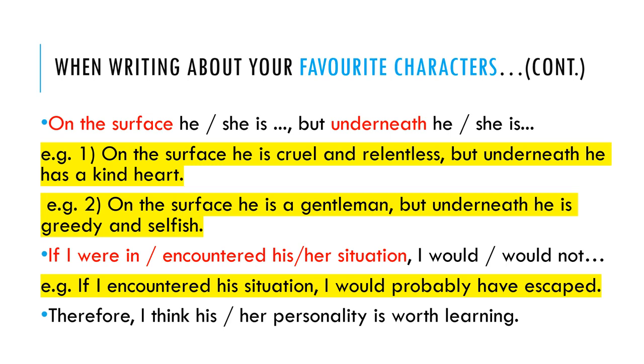using this sentence pattern: if I were, or encountered his or her situation, I would. When you use this sentence pattern, that means you try to imagine that you were in the movie, you were in his situation, you were the character. So for example, you can say, if I encountered his situation, of course you have to mention the situation first, then you tell me, I would probably have escaped. 我可能已經逃走咗啦.